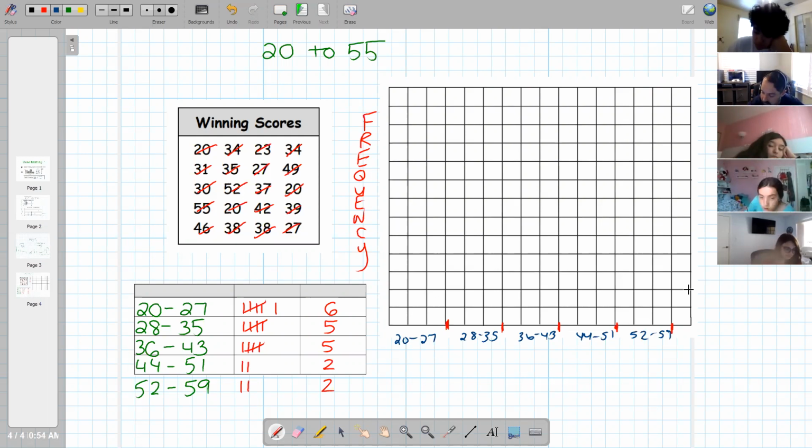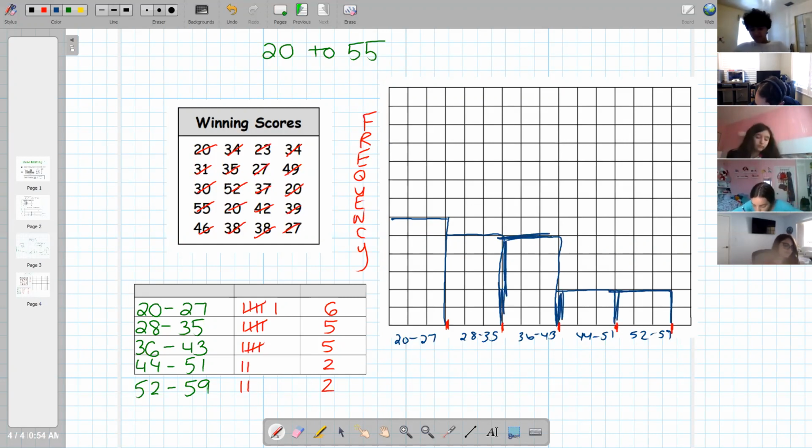Our first bar is going to be 6 units tall. 3, 4, 5, 6. Our next bar will be 5 units tall. 5 units tall. 2 units tall. And 2 units tall. And so that is more or less what my resulting histogram looks like. That's so neat and organized. I'm really good at drawing straight lines. That's more or less what my resulting histogram should look like for this data.